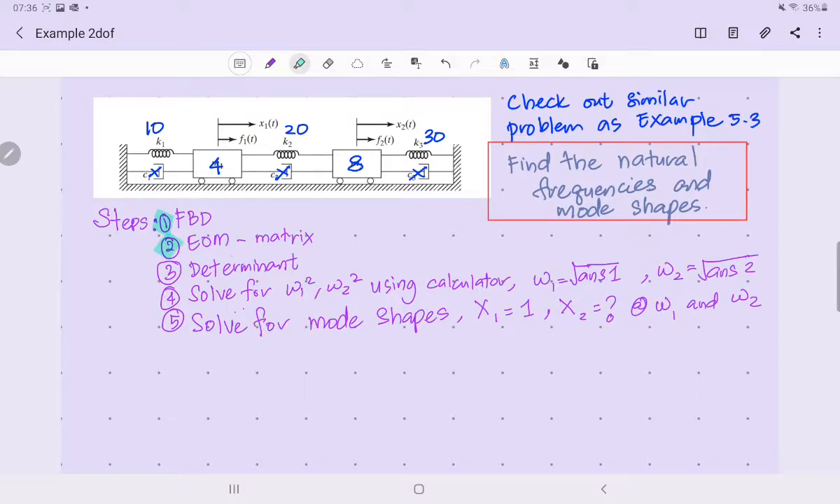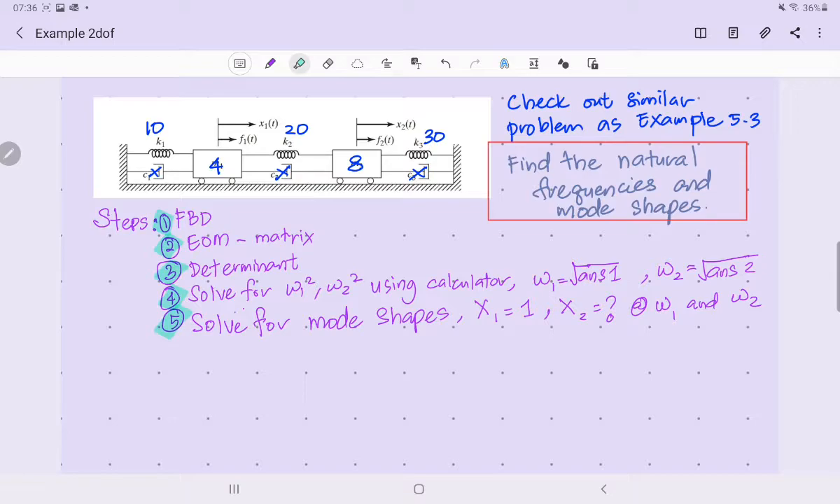Remember, now we have to do it for M1 and M2. So you're going to have a matrix form, the determinant, rearrange the terms in terms of x1 and x2, get the determinant and solve for omega 1 square, omega 2 square. Remember, it's going to be to the power of 4. So you're going to use your calculator, and your answers will be in terms of squares. You need to get the square root of those answers and you solve for your mode shapes.